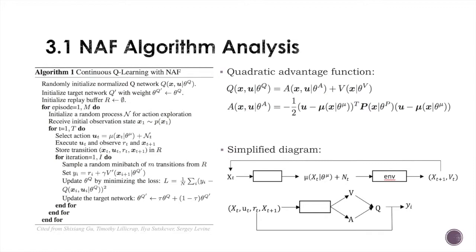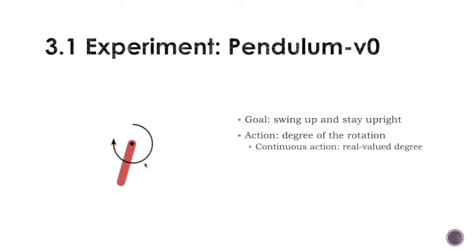Here is a video of running the NAF algorithm on the Pendulum environment from OpenAI, an environment with a continuous action space. The inverted pendulum swing up problem is a classic problem in the control literature. In this version of the problem, the pendulum starts in a random position, and the goal is to swing it up so it stays upright. A valid action is an arbitrary degree to rotate the pendulum about the fixed point.